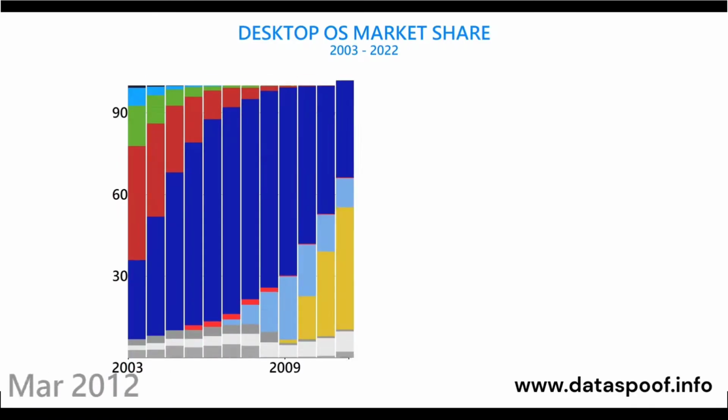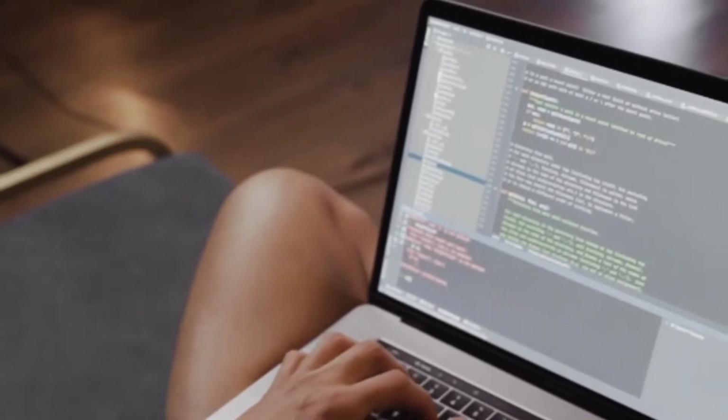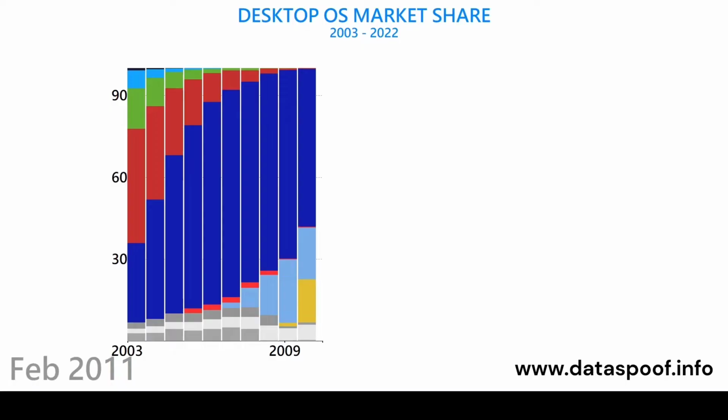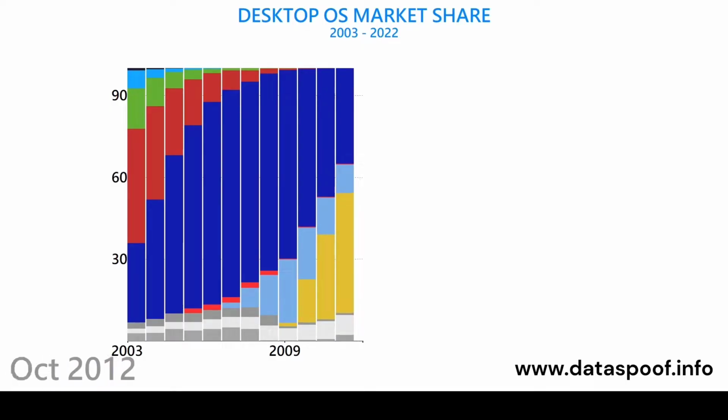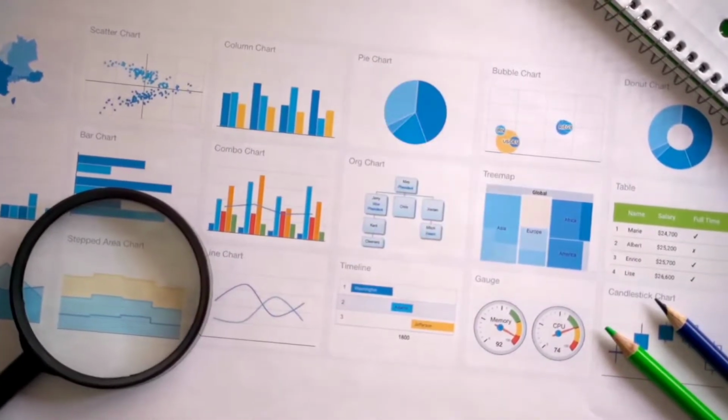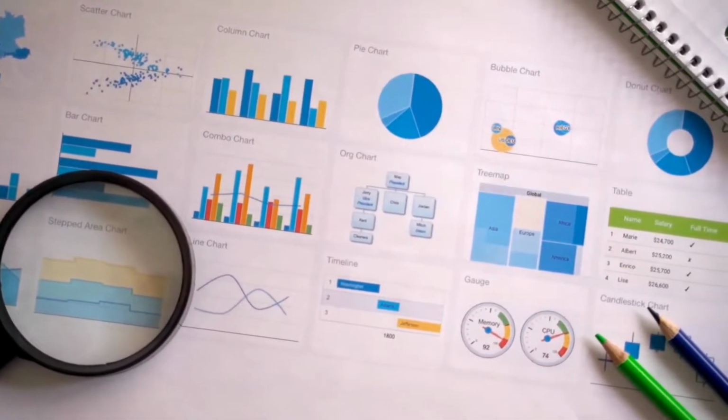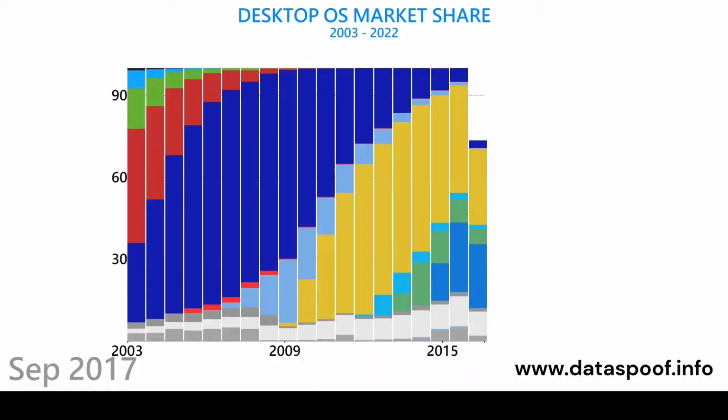In this video, we're going to learn how to create animated stacked bar charts using the Python programming language. Stacked bar charts are an excellent tool for comparing categorical data across different groups or categories. They allow us to visualize the distribution and proportions of data in a visually engaging manner.